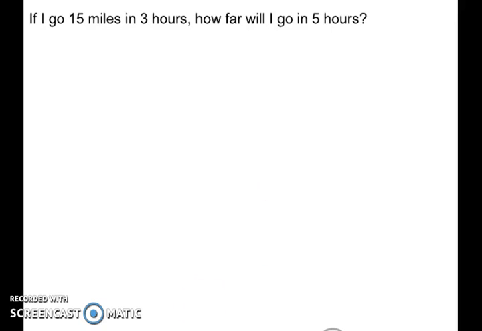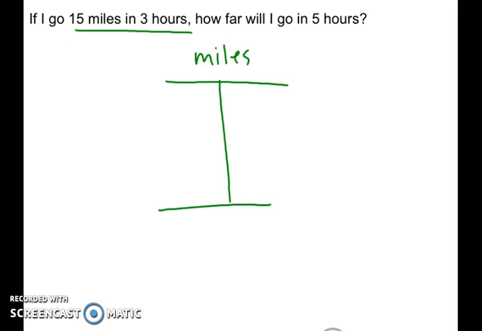All right, now we're going to set up a proportion to find a missing piece of information. If I go 15 miles in 3 hours, there's a rate that I can use. How far will I go? That's what I'm missing in 5 hours. So I'm going to use an eye chart again. I'm going to put miles on top and hours on the bottom. My first ratio is 15 miles in 3 hours. Then I look at the next one, how far, so I don't know how far, that's what I'm looking for, X, will it go in 5 hours?